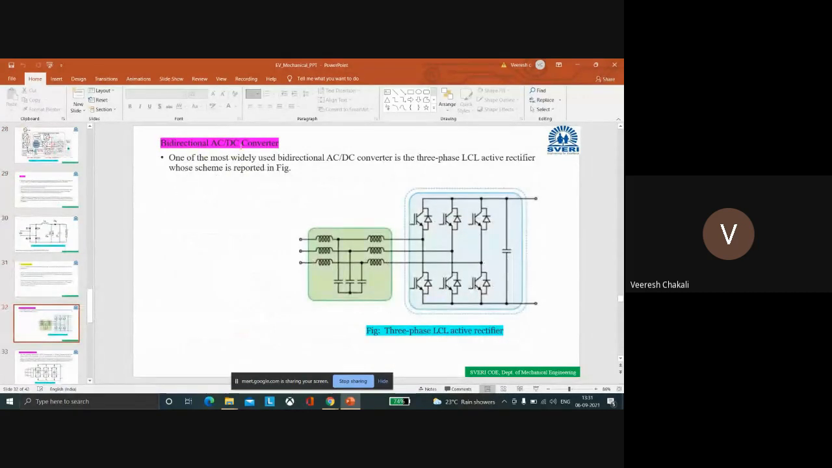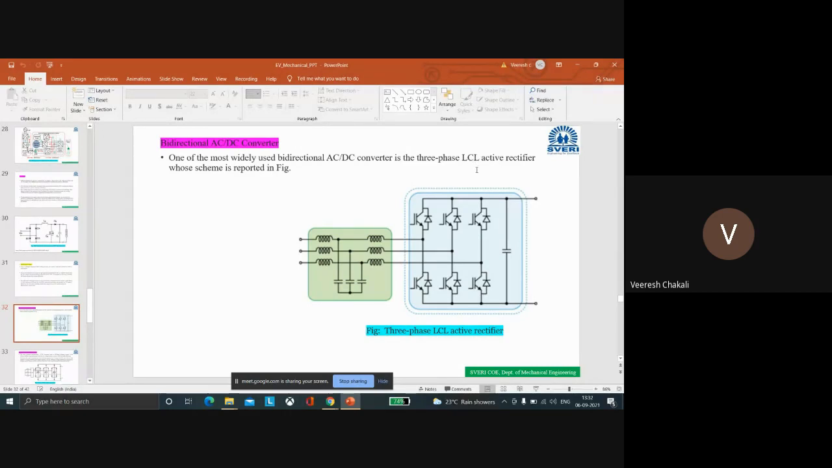Next, bidirectional AC to DC converter. I have given a simple example. One of the most widely used bidirectional AC to DC converters is the three-phase LCL active filter.